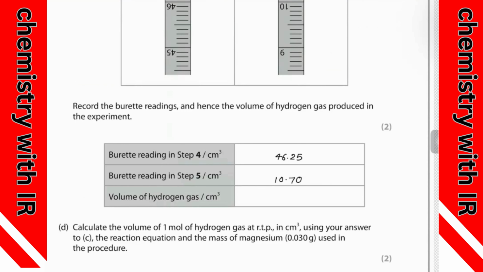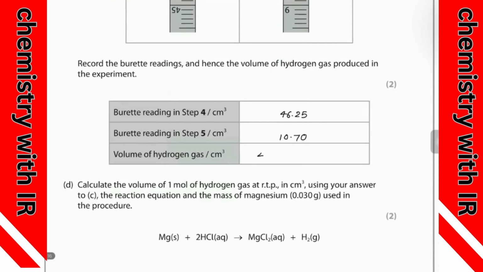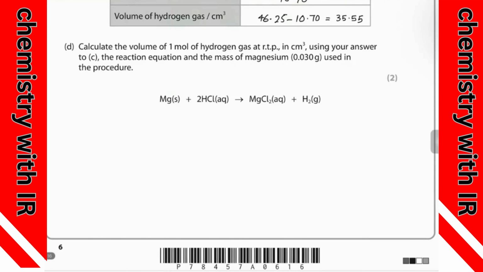And then how much would be the volume? I'm going to subtract it. I would be getting 46.25 minus 10.70, that is equal to 35.55. That's the answer. And calculate the volume of 1 mole of hydrogen gas at room temperature in centimeter cube using your answer to C, the reaction equation and the mass of magnesium used in the procedure. Okay, this is of 2 marks.